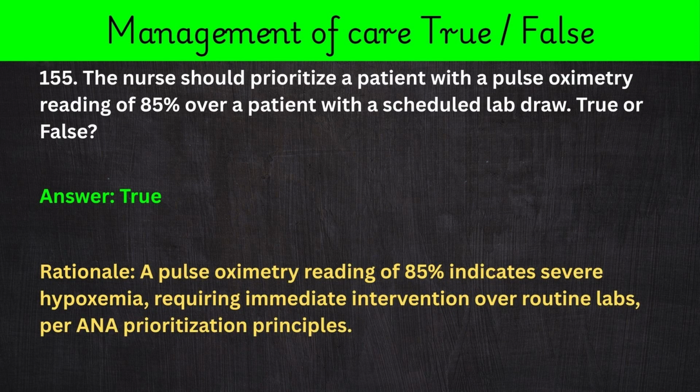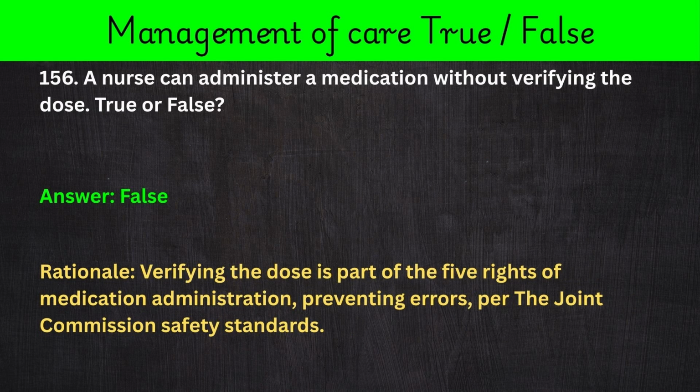155. The nurse should prioritize a patient with a pulse oximetry reading of 85% over a patient with a scheduled lab draw. True or false? Answer: true. Rationale: a pulse oximetry reading of 85% indicates severe hypoxemia, requiring immediate intervention over routine labs per ANA prioritization principles.